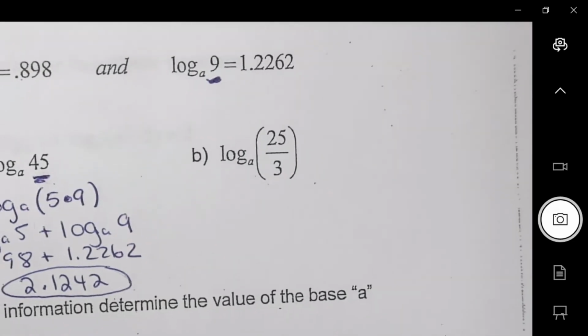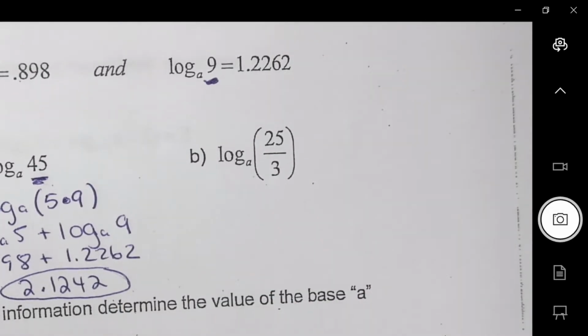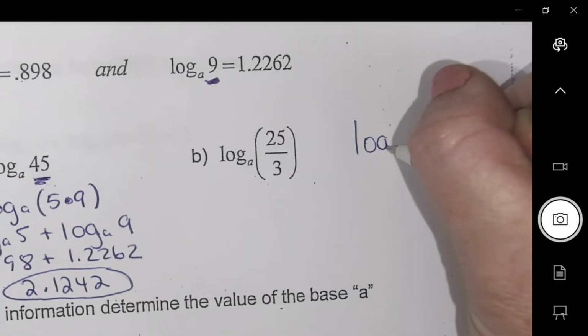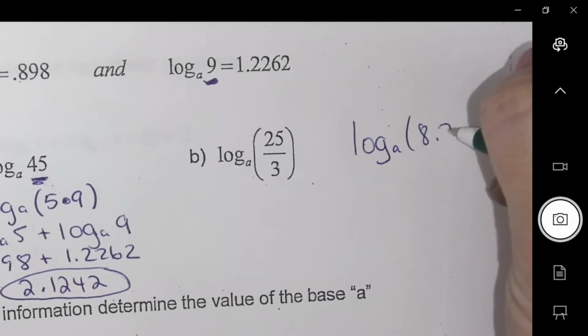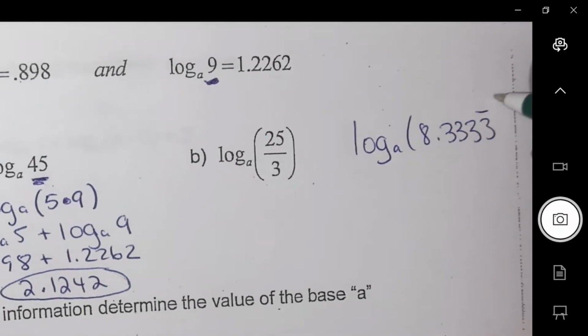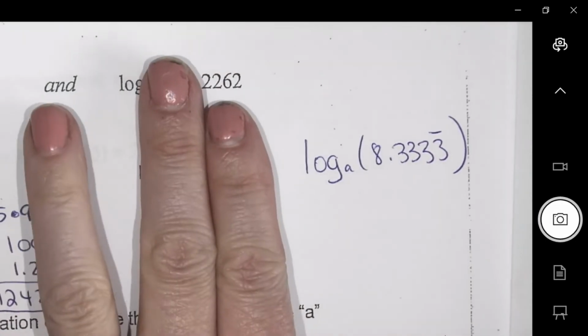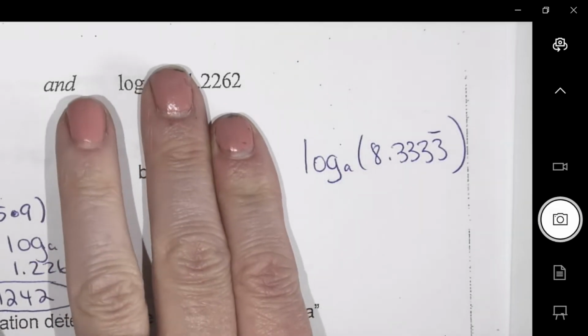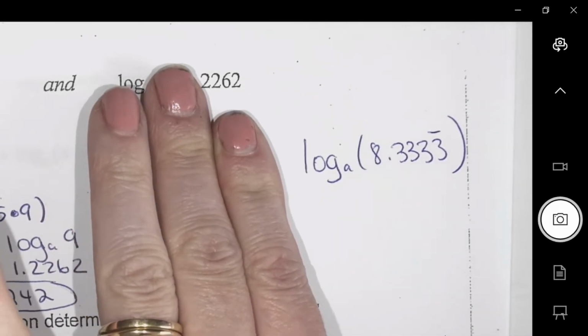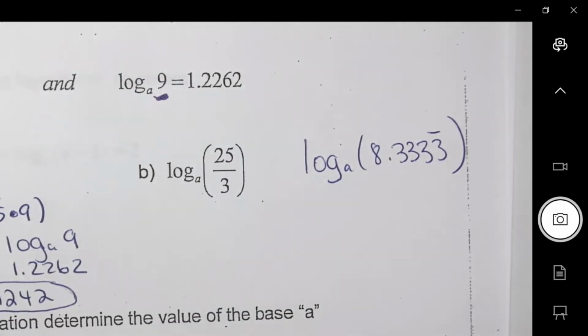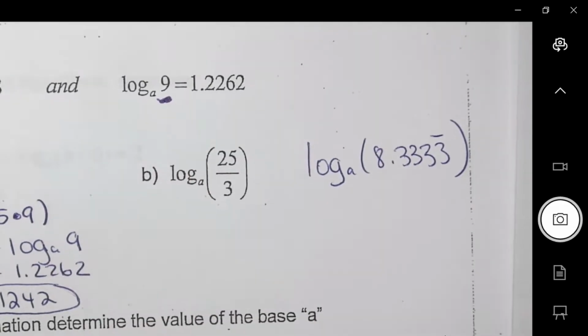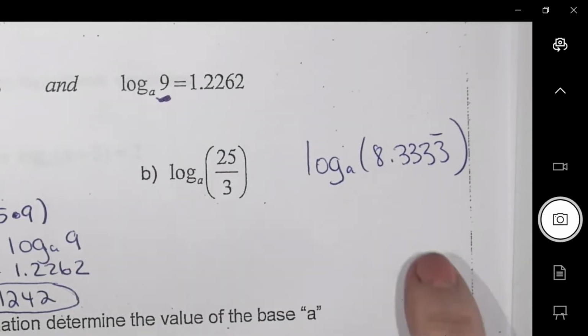Okay. Oh, this is too easy. Like on a test, I probably would have been like, how can you get log A of 8.3333? Like that would be something I might do. Because it's too easy for you to see 25 and the 3.